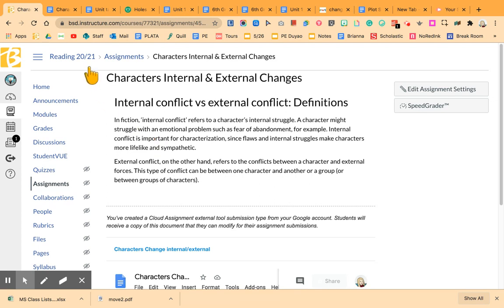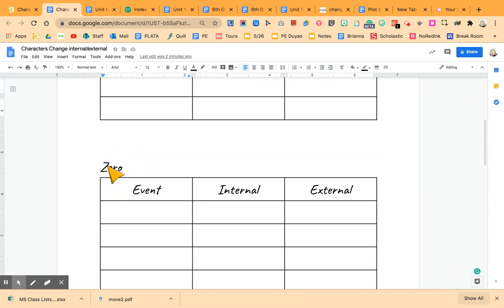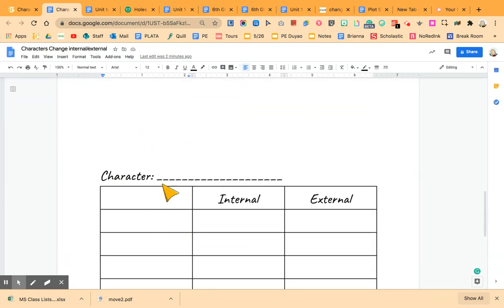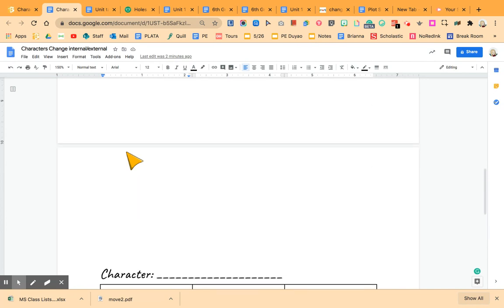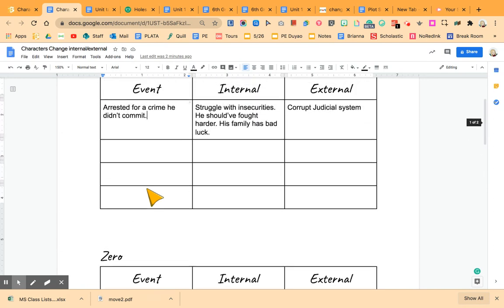So what you're going to do for your assignment today is you really are going to think about three different characters in the book Holes. You're going to think about Stanley, you're going to think about Zero, and then another character of your choice. It can be one of the adults, another one of the boys. It could be possibly Stanley's dad. I mean, it's up to you.